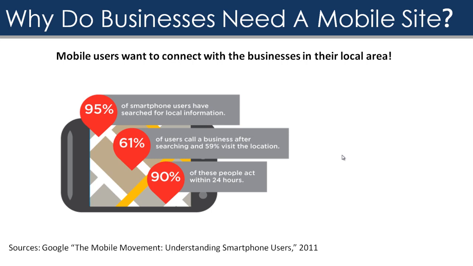That tells you 95% of smartphone users have searched for local information. 90% of these people act within 24 hours. Just ignore the middle one for a minute and think about that. 95% of people who search, 61% of these users call a business after searching, 59% visit the location, and 90% of those take action.